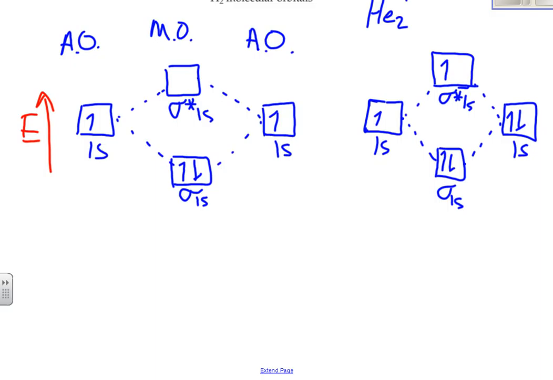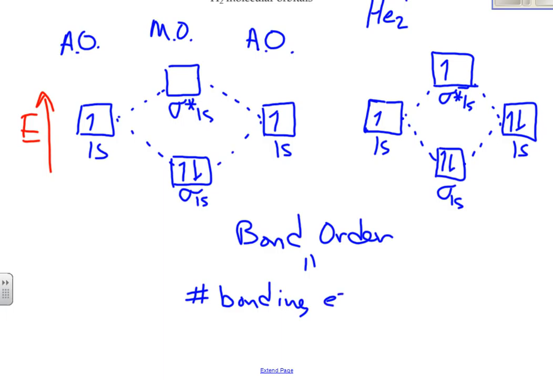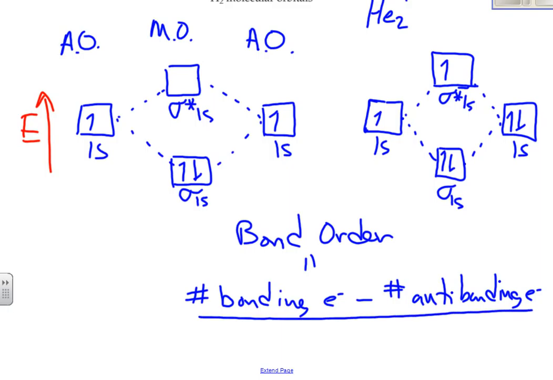This also brings up the first thing we're going to want to do with the molecular orbital theory, which is determining what's called the bond order. So bond order is going to be equal to the number of bonding electrons minus the number of anti-bonding electrons. And of course, to put this in the same realm of our other bonding, we divide this by 2, since we normally think of bonds as being pairs of electrons or pairs of electron density.